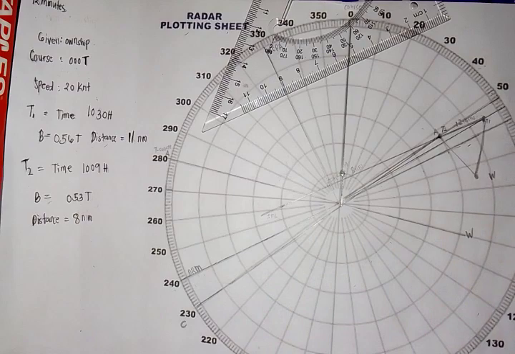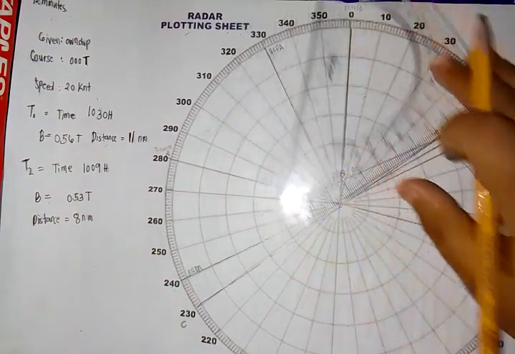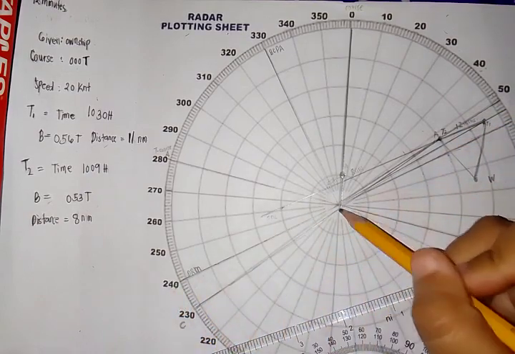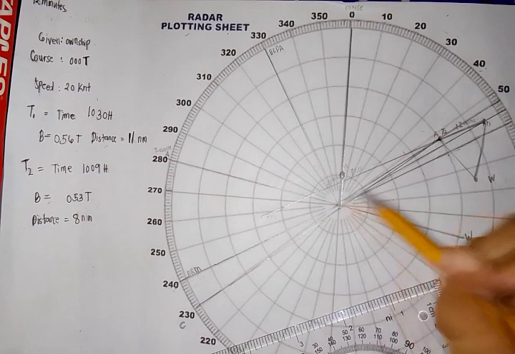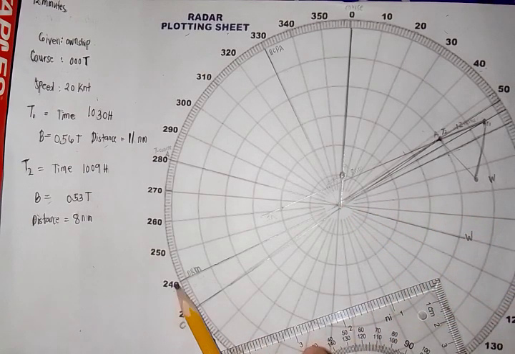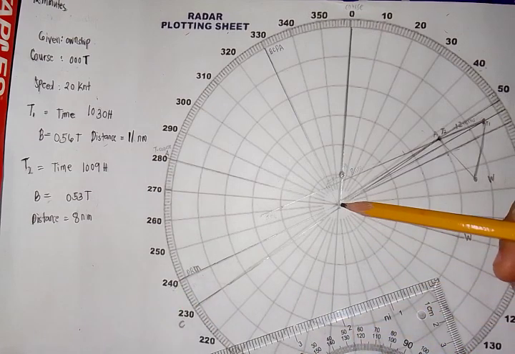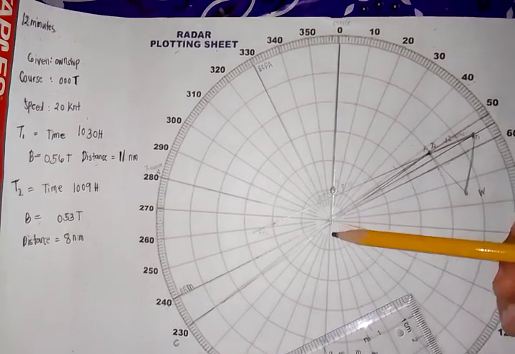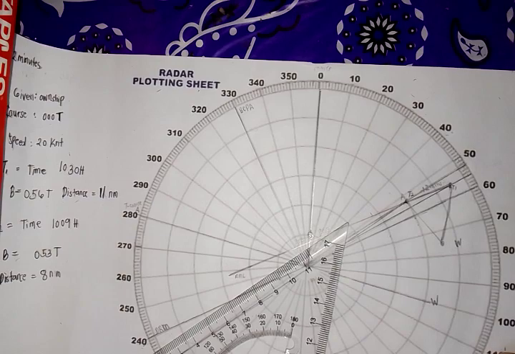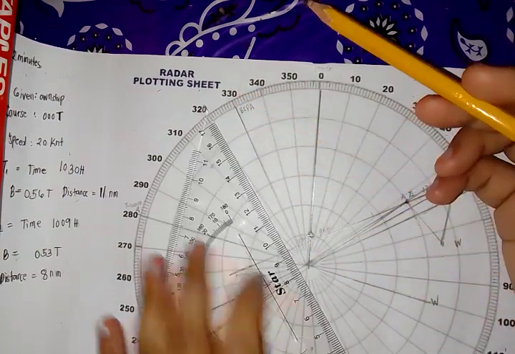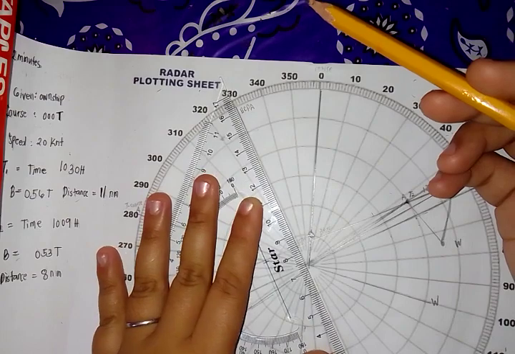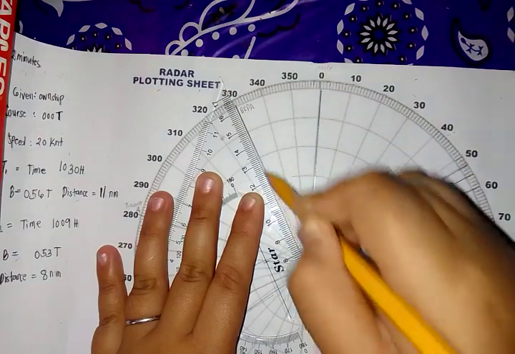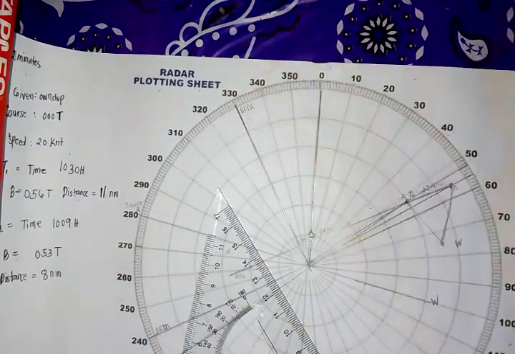next to do is we need to find BCPA. So to find BCPA, since our DRM is 240 and our shift is 90 degrees, so 240 plus 90 is 330. So here we can see that the 330 is there, so this is our BCPA.